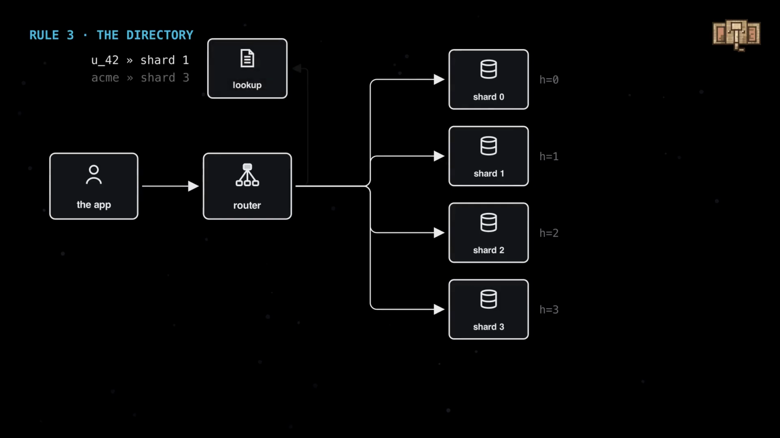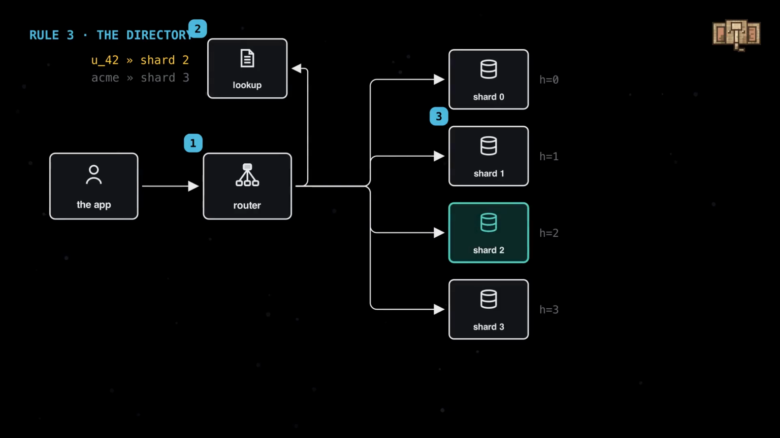Rule 3, the directory. Don't compute the answer at all. Look it up. A small lookup service holds an explicit map. This key lives on shard 1. That tenant lives on shard 3. Every request now takes 3 steps. First, to the router. Then a lookup in the directory. Then onto whichever shard the map names. And that map buys you total control. Move one row and that key now lives on different hardware.